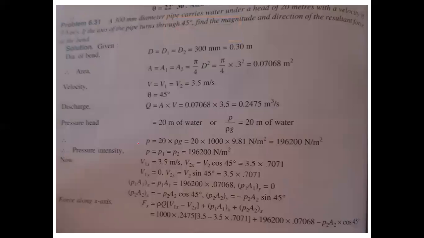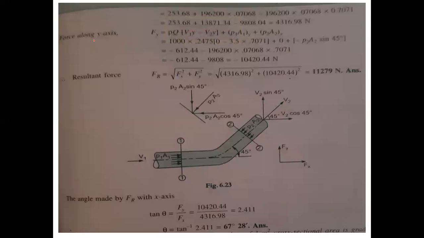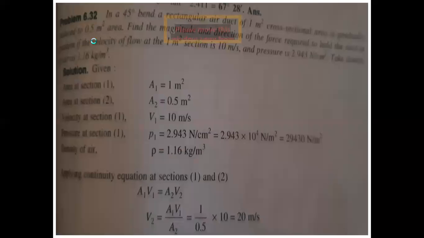The next one, a 300 diameter pipe carries water under a head of 20 meters. So what is the diameter of the pipe? 300 millimeters. Carries under a head, what is the head height? 20 meters with a velocity of 3.5 meters per second. If the axis of the pipe turns through 45 degrees, find the magnitude and the direction of the resultant force of the bend. Now they're asking to find out the force on the bend.